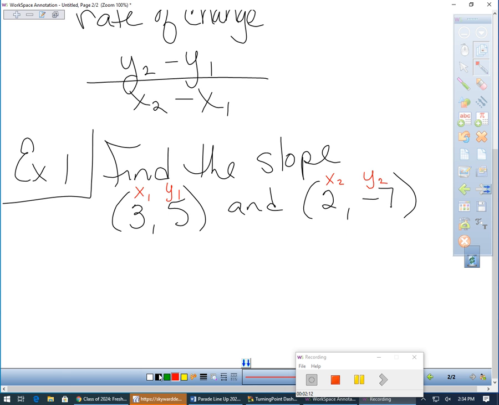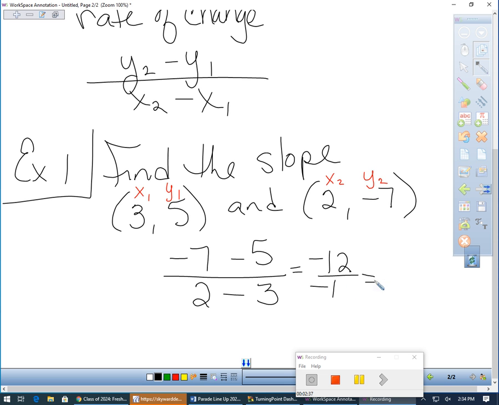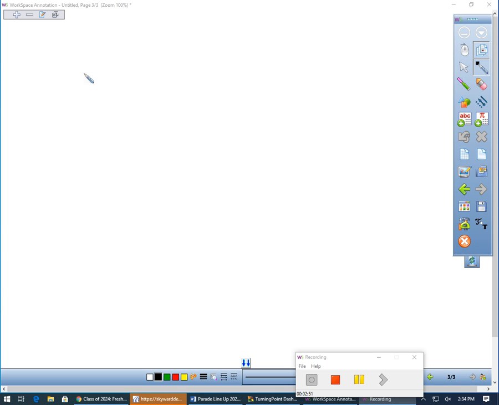Alright, now we're going to put it into the formula. So y2 is -7 minus y1, which is 5, over x2, which is 2, minus x1, which is 3. Alright, -7 minus 5 is -12, over -1, and how does that simplify, Carson? Just 12, right? Okay? Do we have any questions on finding slope? Do you need another example? Okay. Alright, just checking. So then let's talk about slope-intercept form.